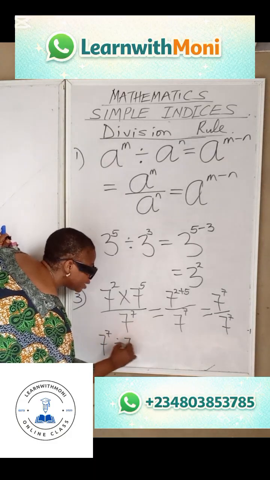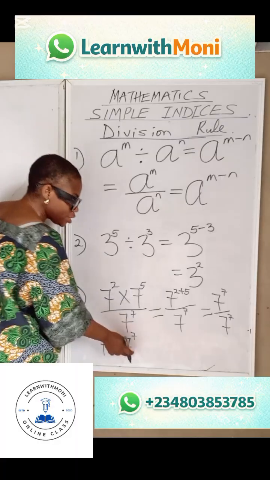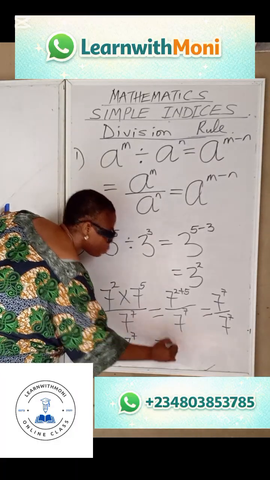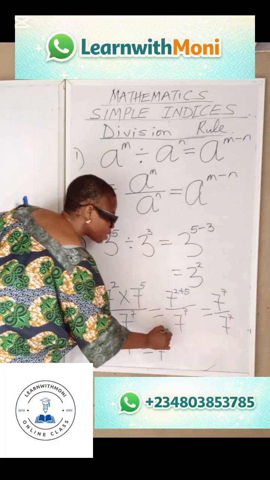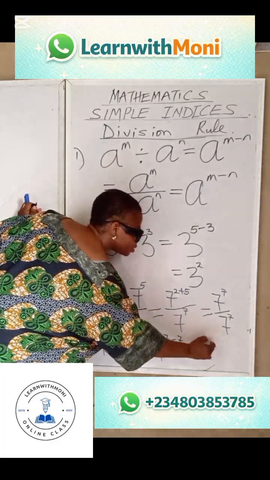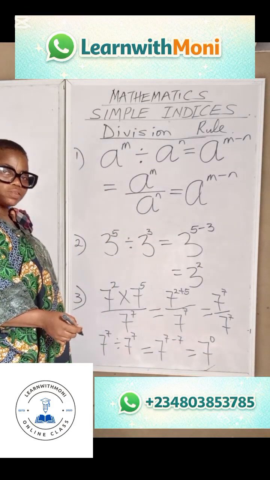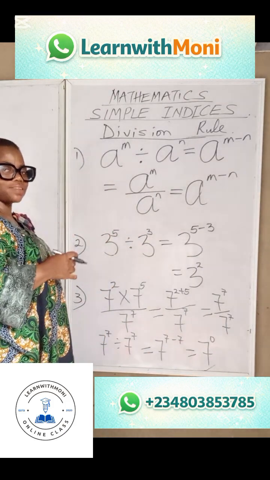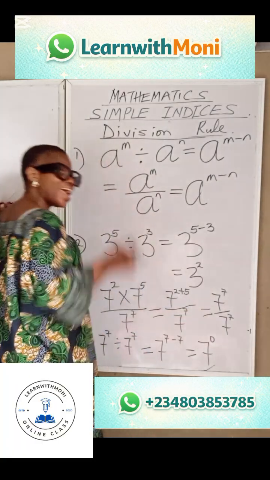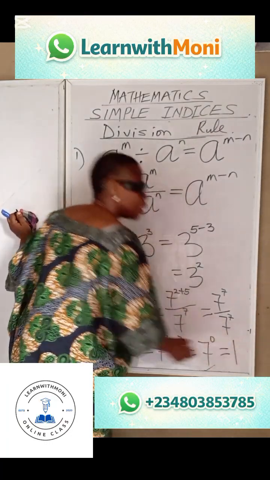Or better still, I can become expressive this way, that I have 7 raised to power 7 divided by 7 raised to power 7, and use the division law. The division law says when the bases are the same thing, I should subtract the powers. This is 7 minus 7. 7 minus 7 is 0. And that is leading us to the zero index law in mathematics. The zero index law says anything that is raised to power 0 is equal to 1.